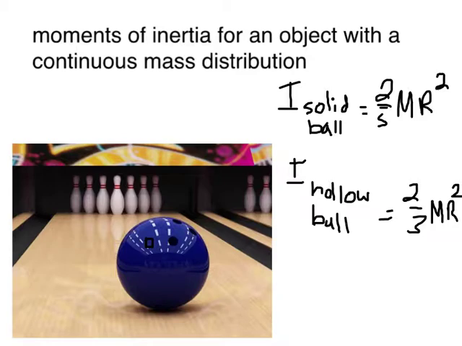So it turns out that if you apply the same torque to a hollow sphere and then to a solid sphere, you'll actually get different amounts of angular acceleration, different changes in rotational motion from that same torque, because the distribution of mass is different in the two objects.